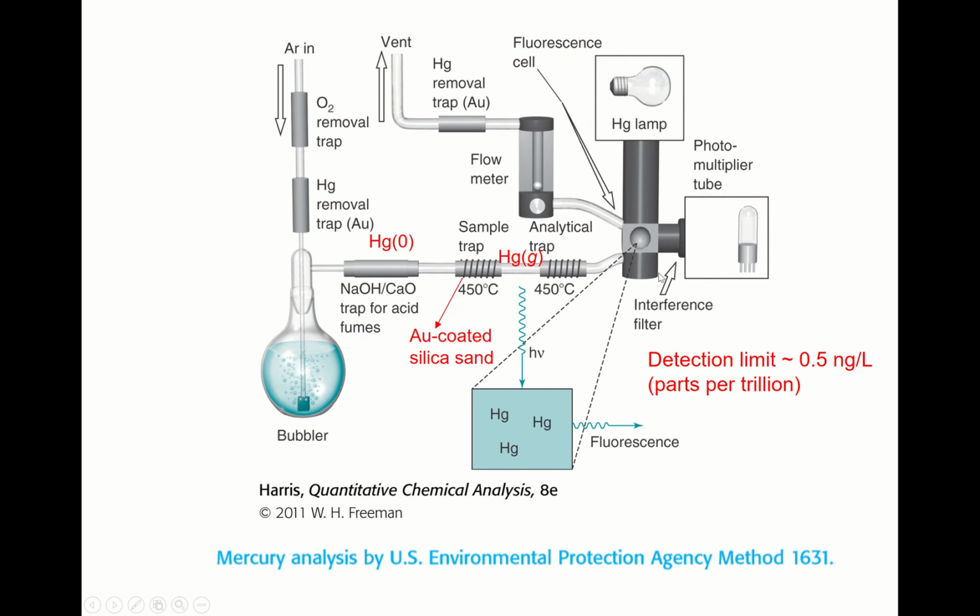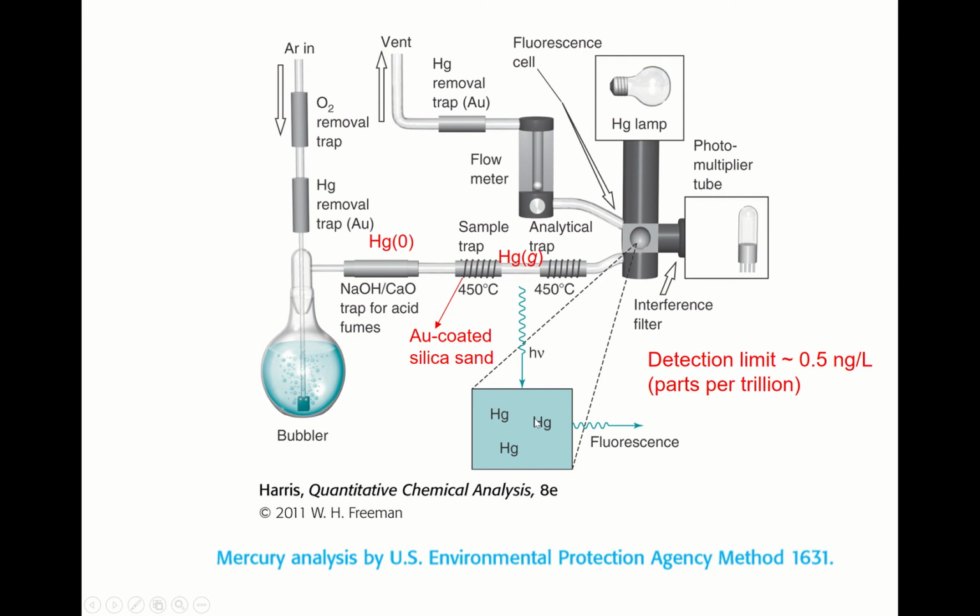Okay, and then you need a lamp to induce fluorescence from mercury. Okay, usually you need a mercury lamp, and then the signal is amplified by this detector, a photomultiplier tube. Okay, the rest of the sample is vented through this line. But since mercury is a very harmful element, mercury should be removed from this vent, again by gold.